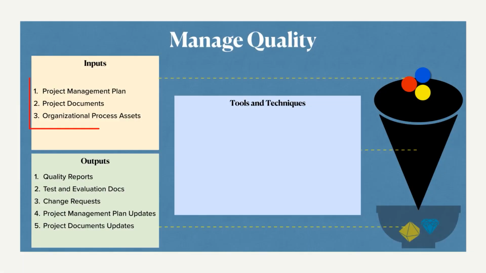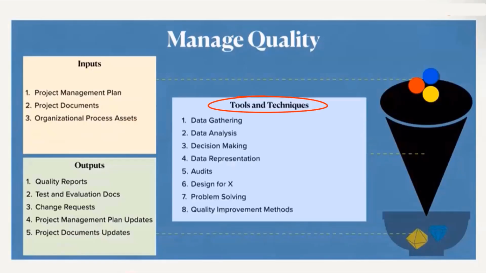Let's quickly jump to the inputs. The project management plan, of course, will act as an input for many processes. The project documents, again, the same thing. Whatever documents I mentioned here, the un-updated versions are used as inputs. And the organizational process assets are also important inputs. I'm rushing to the tools.